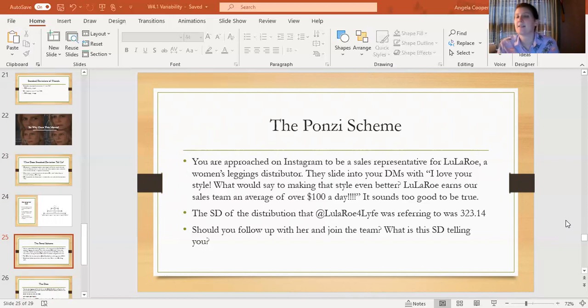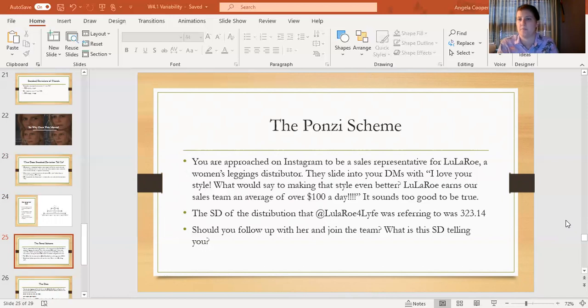But let's say this sales representative slides in your DMs and says, oh my God, I love your style. You're like the cutest I've ever seen. How about you make your style even better by selling our products? Our sales team made an average of over $100 a day. That could be you. You could be making so much more money, getting the stuff you want, living the life you want. You can upgrade into our sales program and you can get this pink car, or whatever.